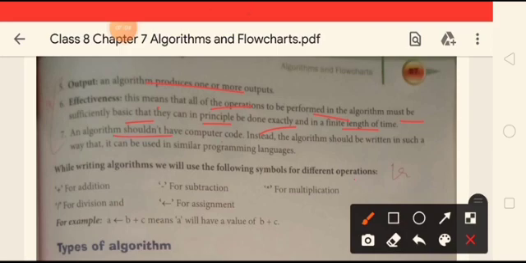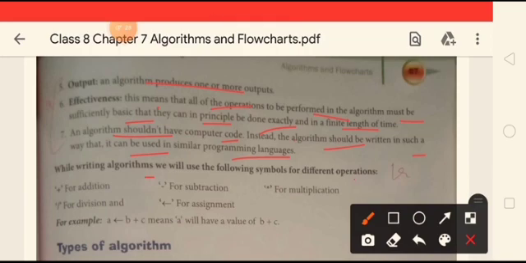An algorithm shouldn't have computer code. Instead, the algorithm should be written in such a way that it can be used in similar programming languages. मतलब एल्गोरिदम को लिखते वक्त हम लोग को कंप्यूटर प्रोग्रामिंग का जो कंप्यूटर कोड होता है, we don't have to use that. It should be in such simple language that it can be used in all other programming languages also.